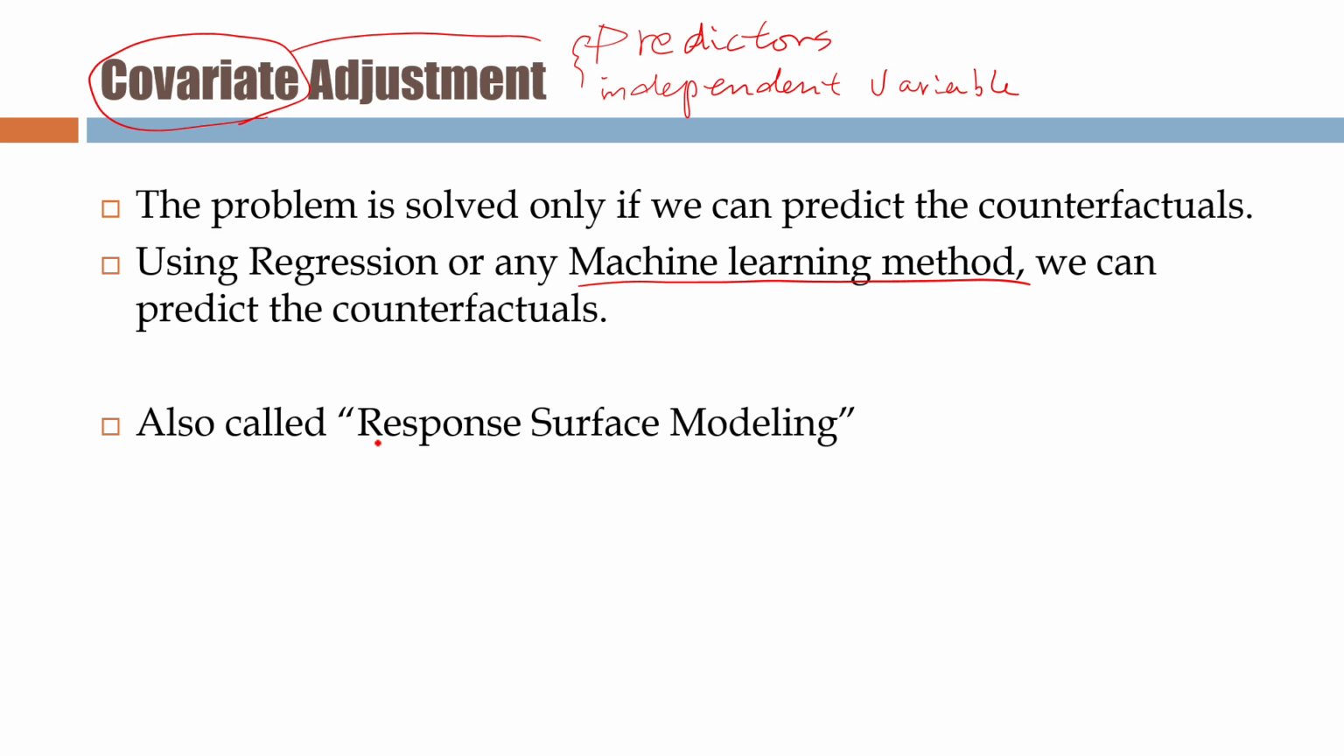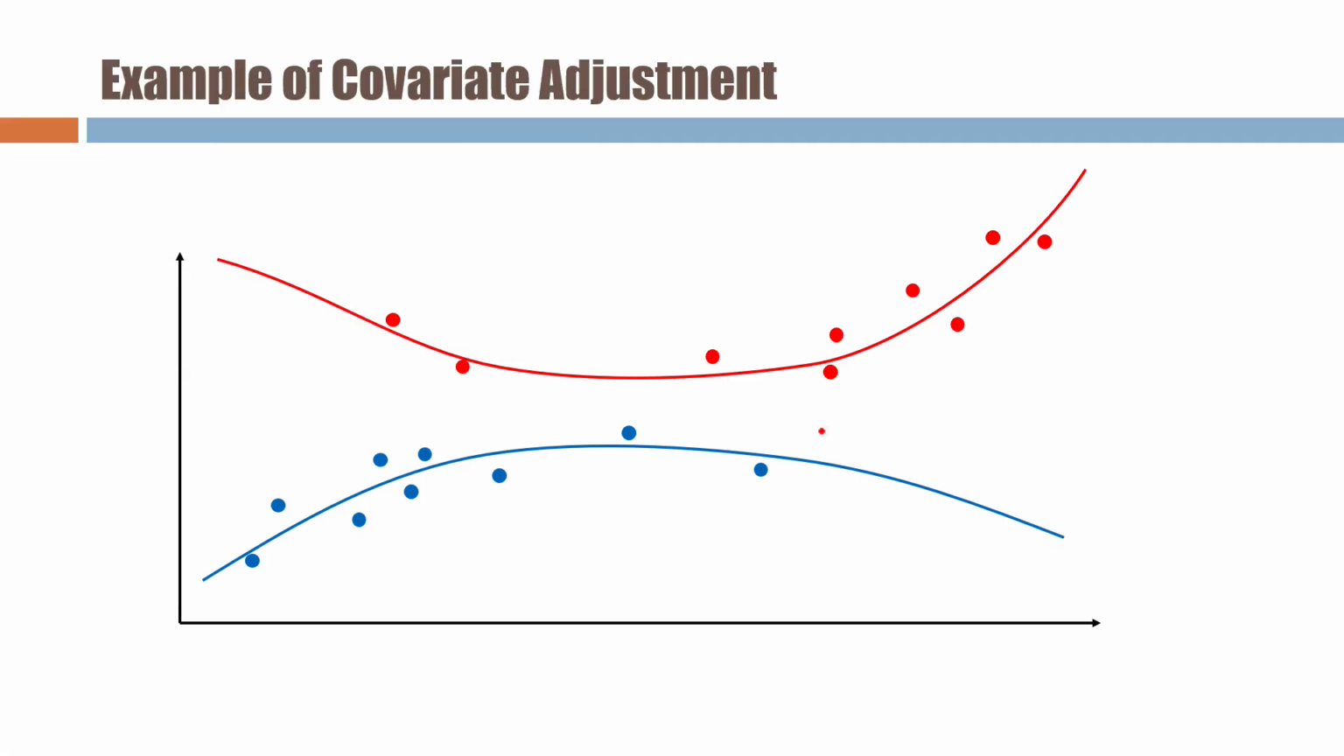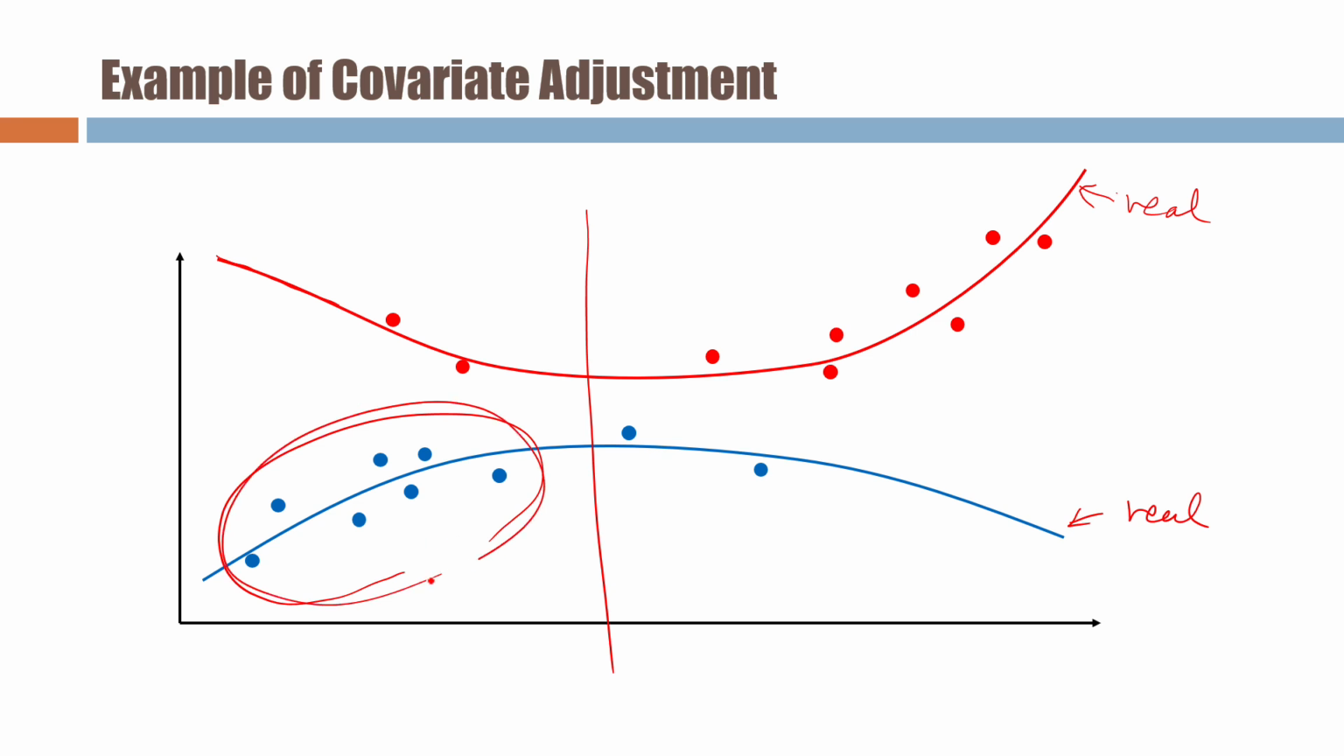And this method is also called response surface modeling. So let's take a look at it. This is the real curve. However, you got points, and as you can see, you got more blue points on this side, but on the other side you got more red. This x is about the individual characteristic.